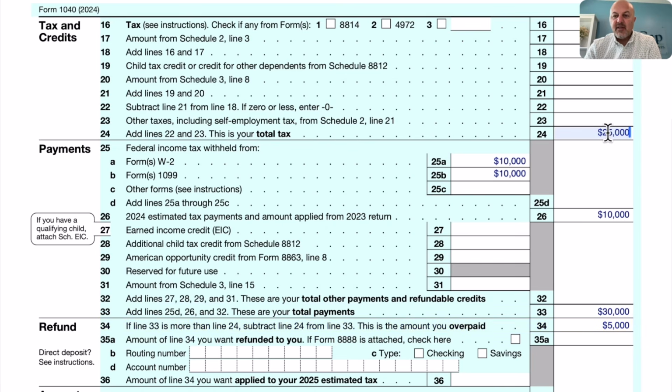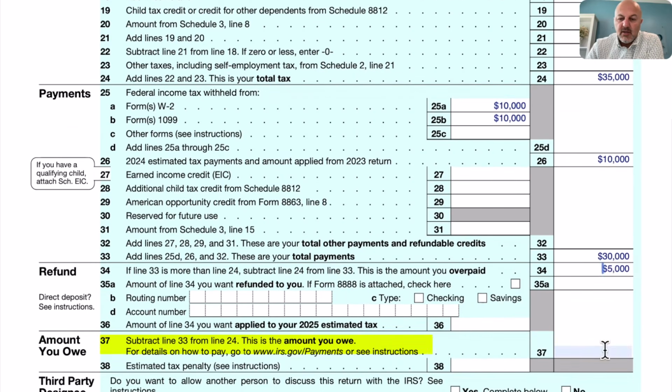If your tax liability right here was $35,000, well, you'd have a tax owed of $5,000 and not have a tax refund, because your tax liability was more than what you had withheld or paid in estimated tax payments. Let's go with the first scenario, assuming your tax liability was $25,000 and you're entitled to a $5,000 refund. Okay, so we have a $5,000 refund based on $25,000 of tax owed.